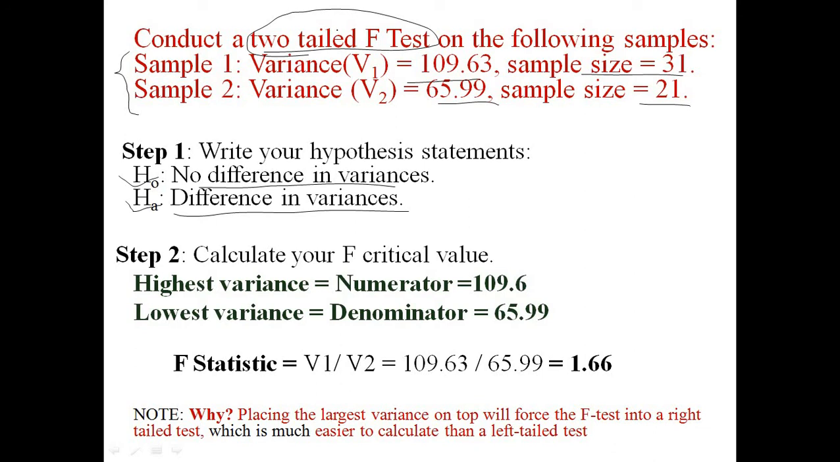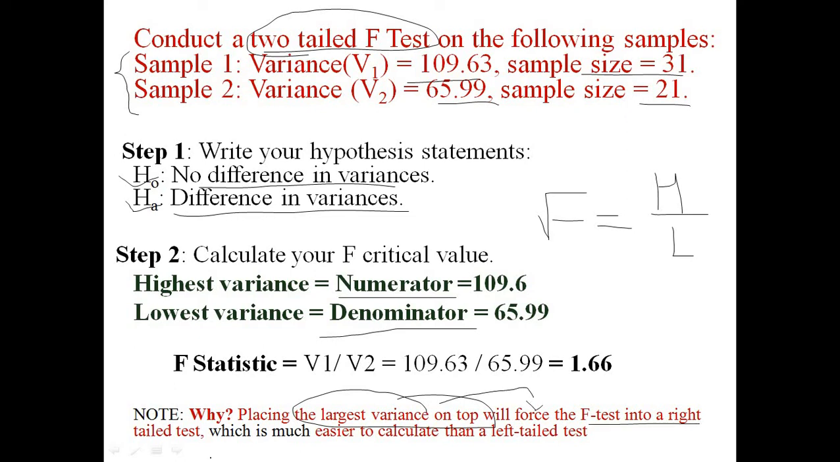From this null hypothesis, we calculate the F value by dividing the highest variance by the lowest variance. Note that the highest variance is at the numerator and the lowest variance is at the denominator. Now, the explanation: why is the largest variance on top and the smallest at the base? Because the largest variance on top forces the F-test into a right-tailed test, which is easier to calculate than the left-tailed test. This is why the highest value is at the numerator and the smallest value at the denominator.